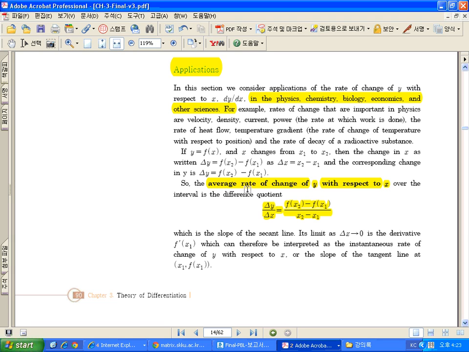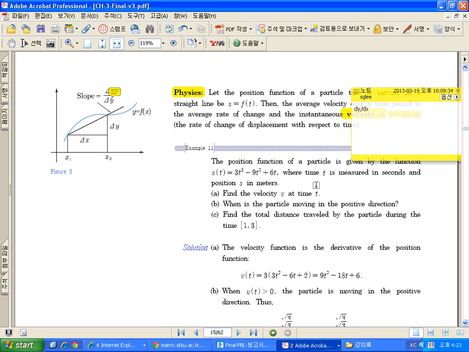terminology. The average rate of change of y with respect to x can be written in this way: delta y over delta x. That means if delta x changes this much, then how much of changes were made in y? That's what it is. It's an average rate of change of y with respect to x. We keep those in mind. Here, this slope should be delta y over delta x, not delta x over delta y. Okay. Delta y over delta x.